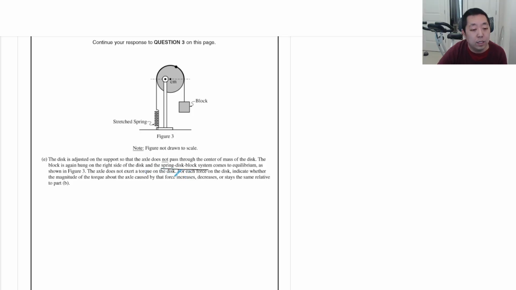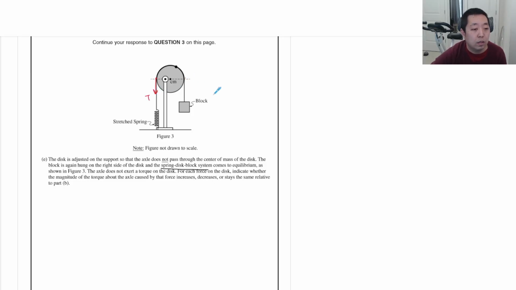For each force on the disk, indicate whether the magnitude of the torque about the axle caused by that force increases, decreases, or stays the same relative to part B. So we do a free body diagram of this guy. We're going to talk about, this is tension.